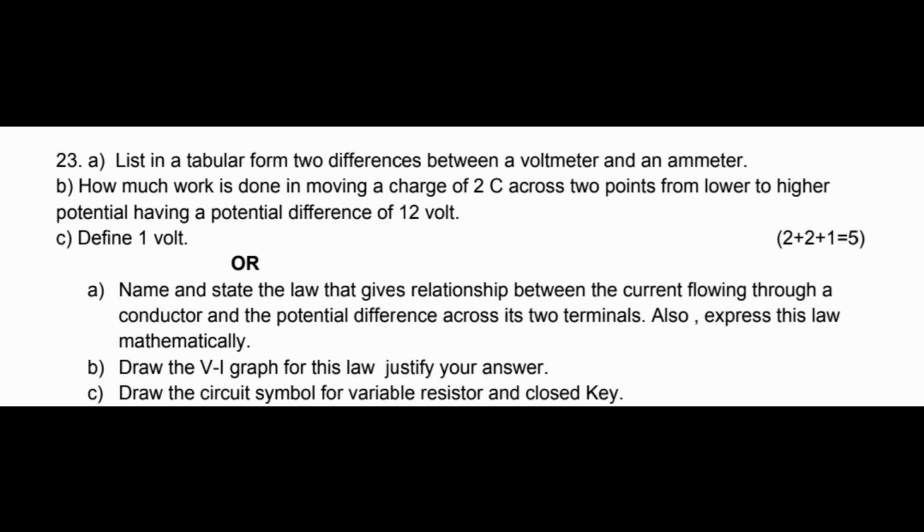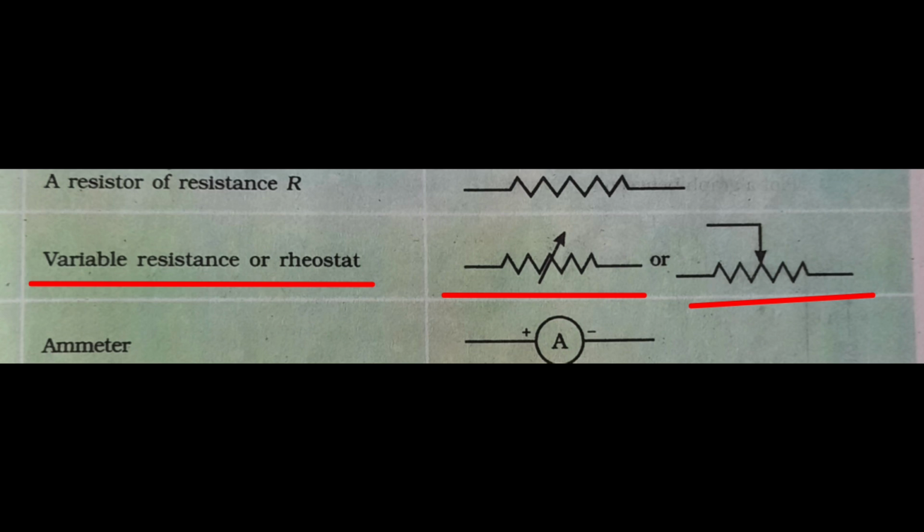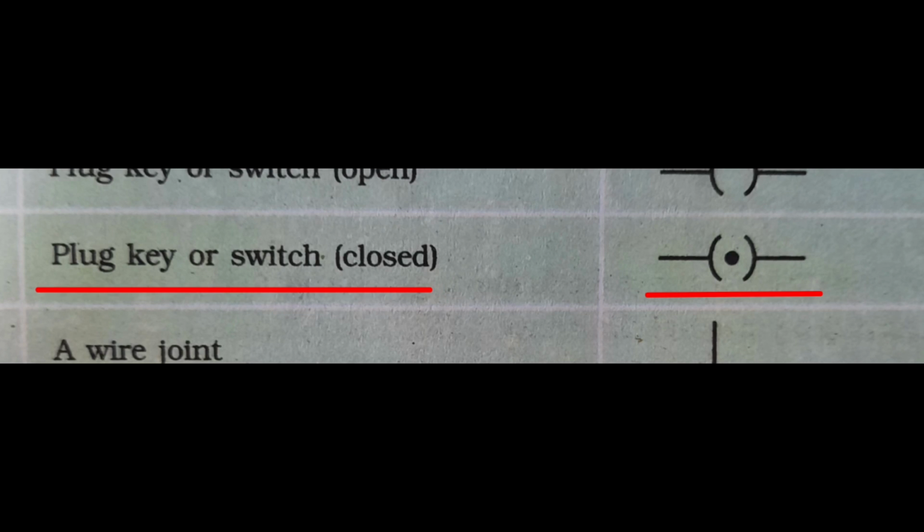C part, draw the circuit symbol for variable resistor and closed key. This is the symbol for the variable resistance or rheostat. You have to draw it by using pencil. Symbol for plug key or switch closed. You have to draw this one by using pencil.